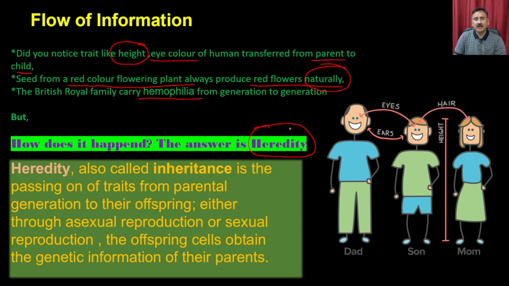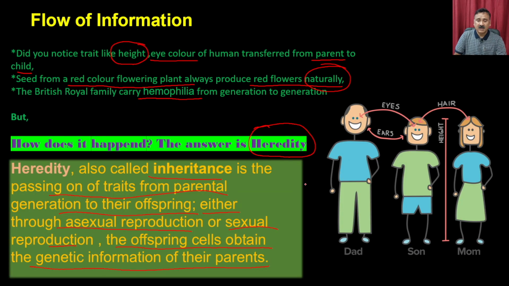Okay, so what is heredity? Heredity, also called inheritance, is the passing on of traits from the parental generation to the offspring, either through asexual reproduction or sexual reproduction. The offspring or daughter cells obtain the genetic information of their parents. Because of heredity or inheritance, you are acquiring the traits, the phenomena, or the phenotypes from your parents.